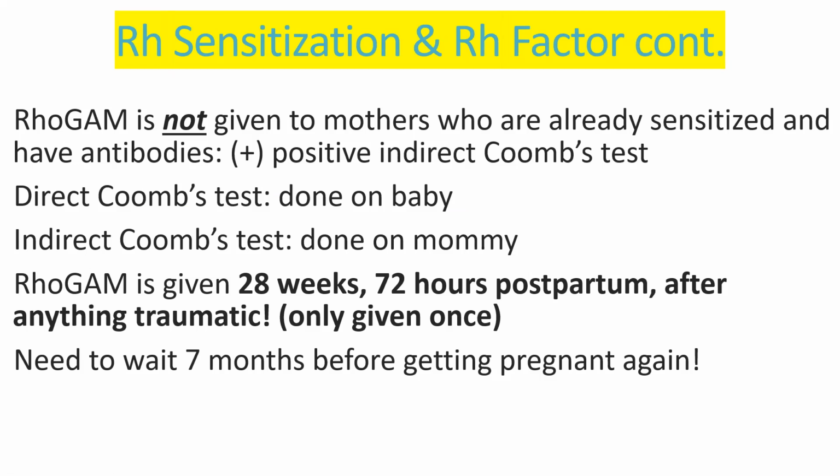We're going to have 2 tests done here, and this is really cool because when you're in the nursery with the babies, they'll hear about stuff like this. You have a direct Coombs test. This is done on the baby, and you have an indirect Coombs test. This is done on our mom. So if you want to think about it, direct Coombs test directly to the baby, indirect on our mom, indirectly affecting our baby, something like that. Rogam is what we'll be giving at 28 weeks and 72 hours postpartum. If there's anything traumatic, let's say a pregnant mom gets into a car accident, a lot of times we will give Rogam as well. And we have to wait 7 months before getting pregnant again.